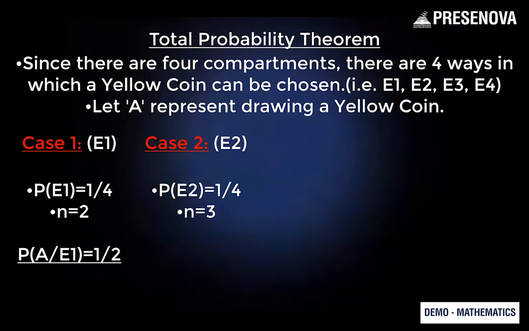The probability of choosing a yellow coin from the 3 coins present in compartment 2 is given by P of A given E2. Here, A represents choosing a yellow coin. P of A given E2 is equal to 1 by 3, where 1 represents the number of yellow coins in compartment 2 and the denominator 3 represents the total number of coins in compartment 2.